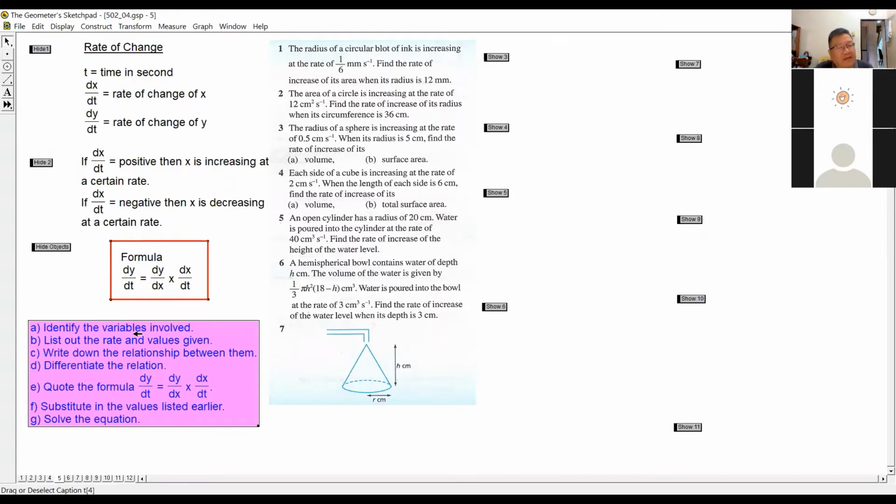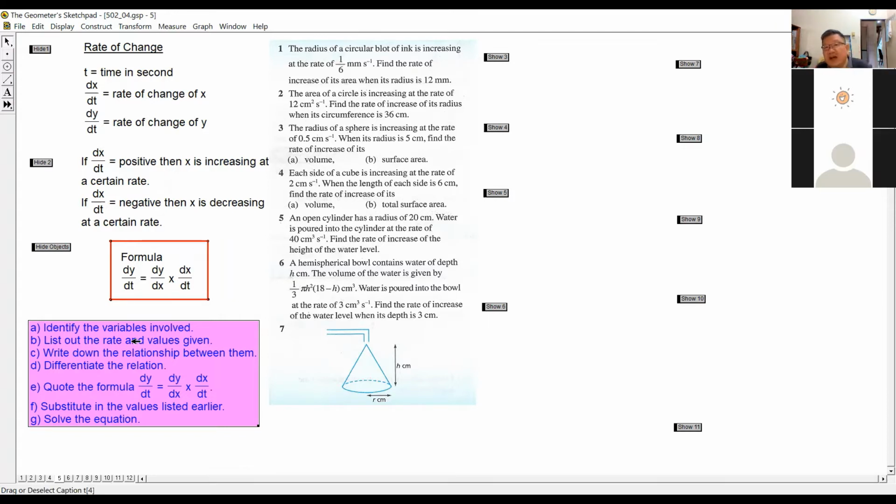Okay, so after you have identified the variables, the second step is to list out what is given to you: the rates, the values, and so on. As I told you yesterday, the reason why you need to list them out is that you can see clearly in front of you, and you can join up all the quantities using the chain rule.